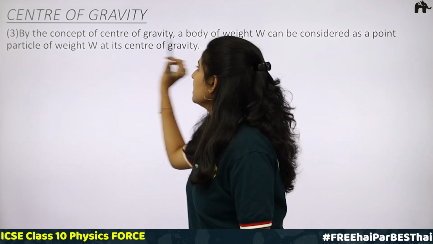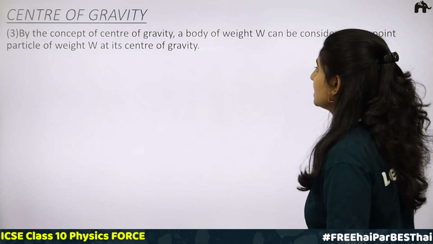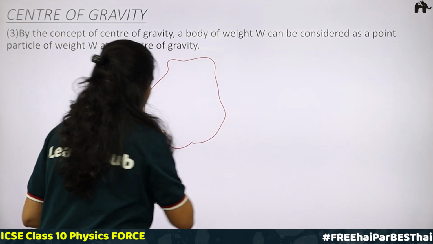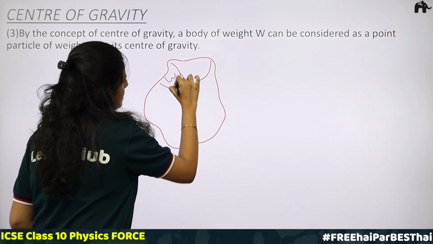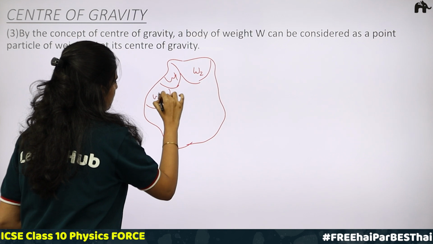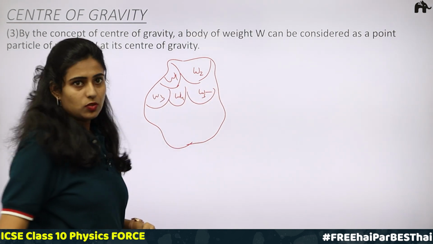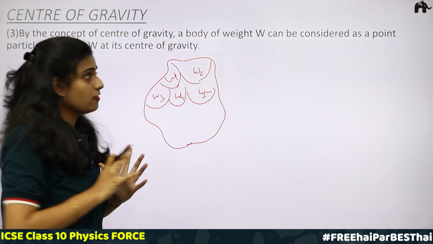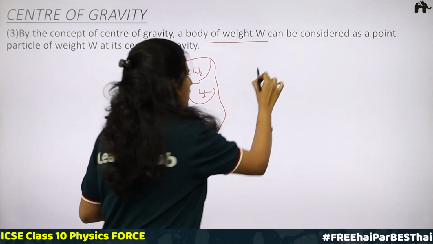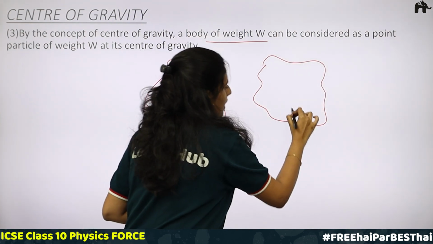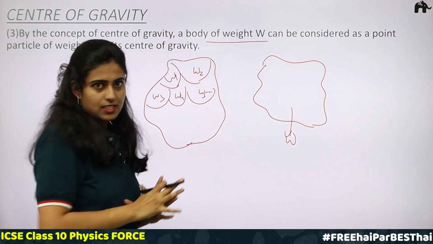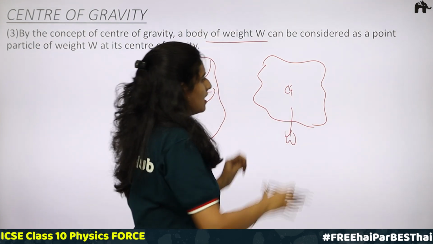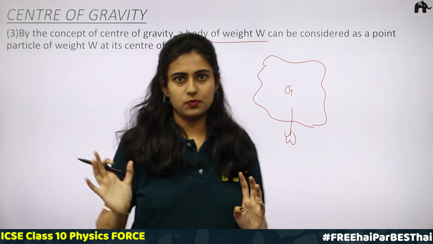Now, the third point: by the concept of center of gravity, a body of weight W can be considered as a point particle of weight W at its center of gravity. As we said, if you are considering a body, this is your body, we'll be having many particles. This is W1, this is a particle of weight W2, here W3, W4, W5, etc. So you have many particles and all these particles have different weights. Now, when you take the concept of center of gravity, this total body can be considered as a tiny particle of weight W. It contains many particles, and this body can be considered so when you know the center of gravity. So, with respect to the center of gravity, we can say that this is a tiny particle with weight W. So, this is your third point.